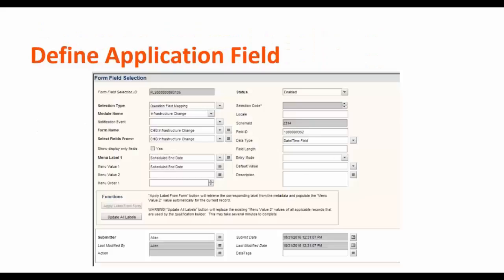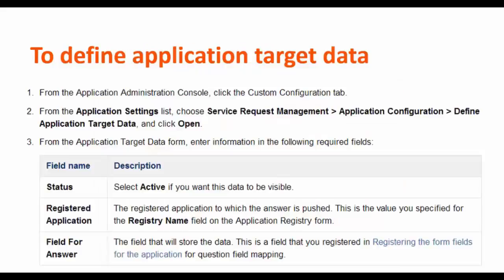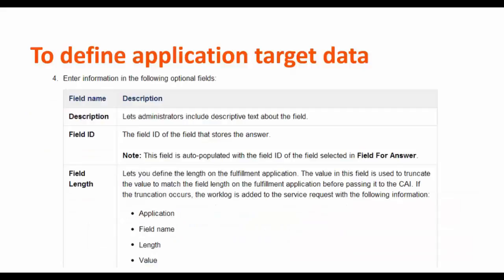For example, this is the record where we have selected selection type as question field mapping for module infrastructure change. The form name is CHG infrastructure change. We have selected field ID for the field scheduled end date with the data type as date and type field. To define the application target data, select the registered application, field for answer, field ID and description. You can also select additional information.